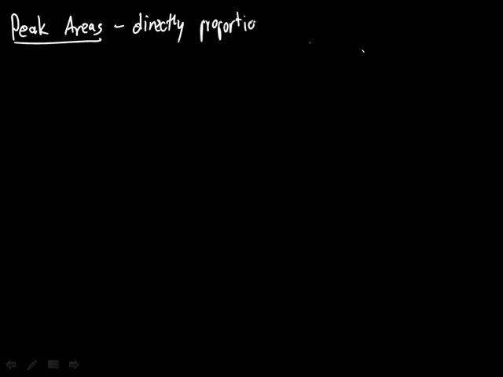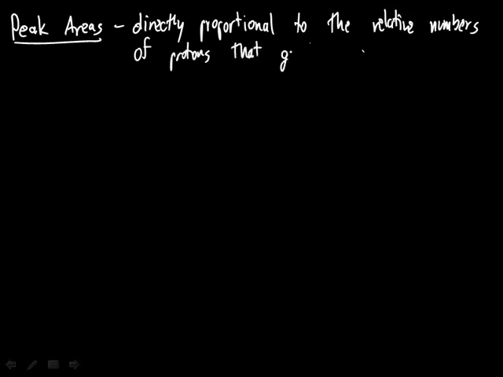The next layer of information in the NMR spectrum comes from peak areas. Peak areas are directly proportional to the number of protons, or to the relative numbers of protons, that give rise to that peak. What does this mean practically?